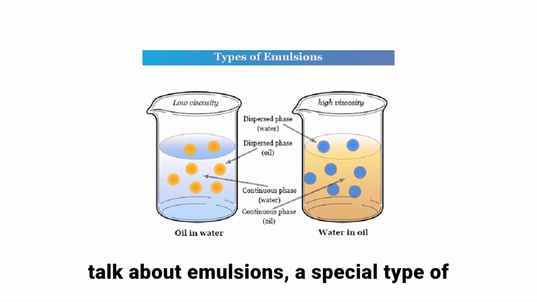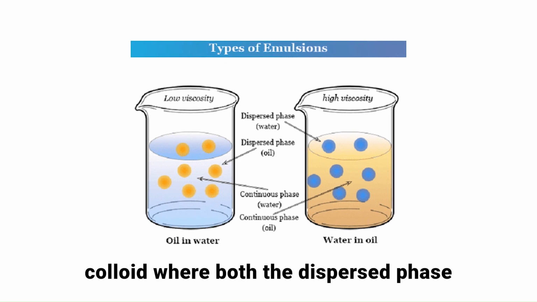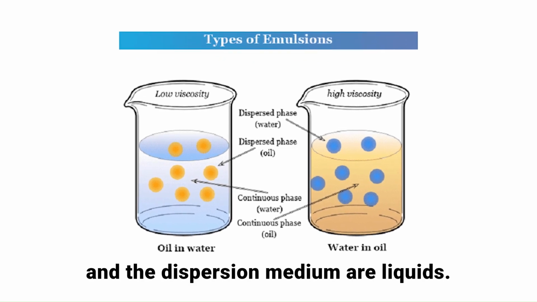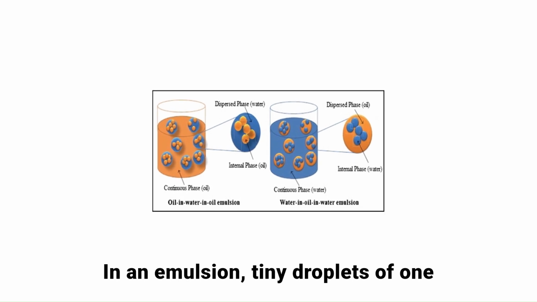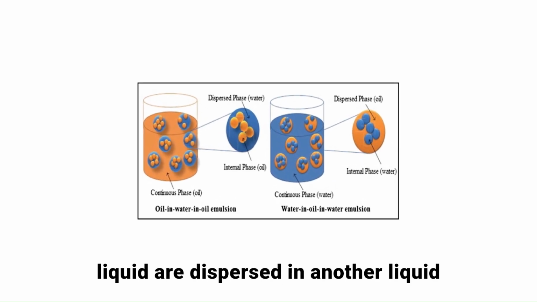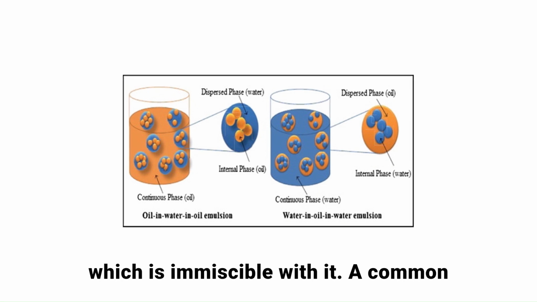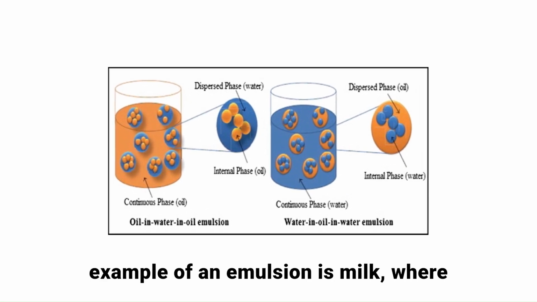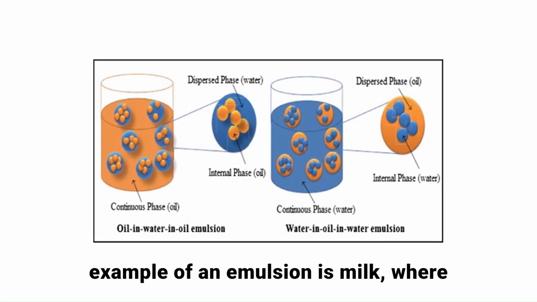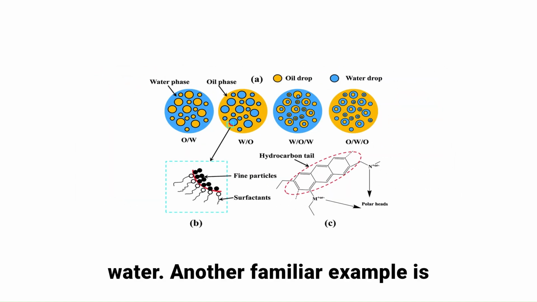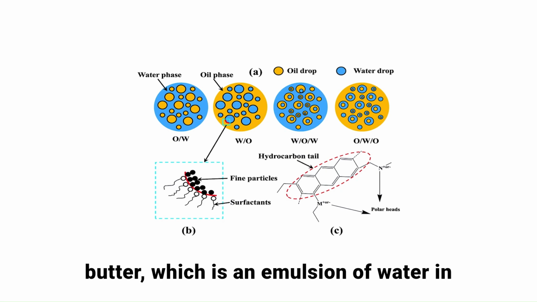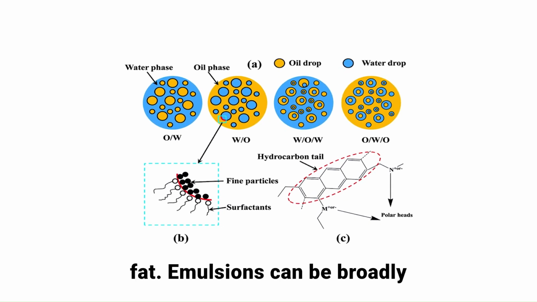Let's now talk about emulsions, a special type of colloid where both the dispersed phase and the dispersion medium are liquids. In an emulsion, tiny droplets of one liquid are dispersed in another liquid, which is immiscible with it. A common example of an emulsion is milk, where tiny droplets of fat are dispersed in water. Another familiar example is butter, which is an emulsion of water in fat.